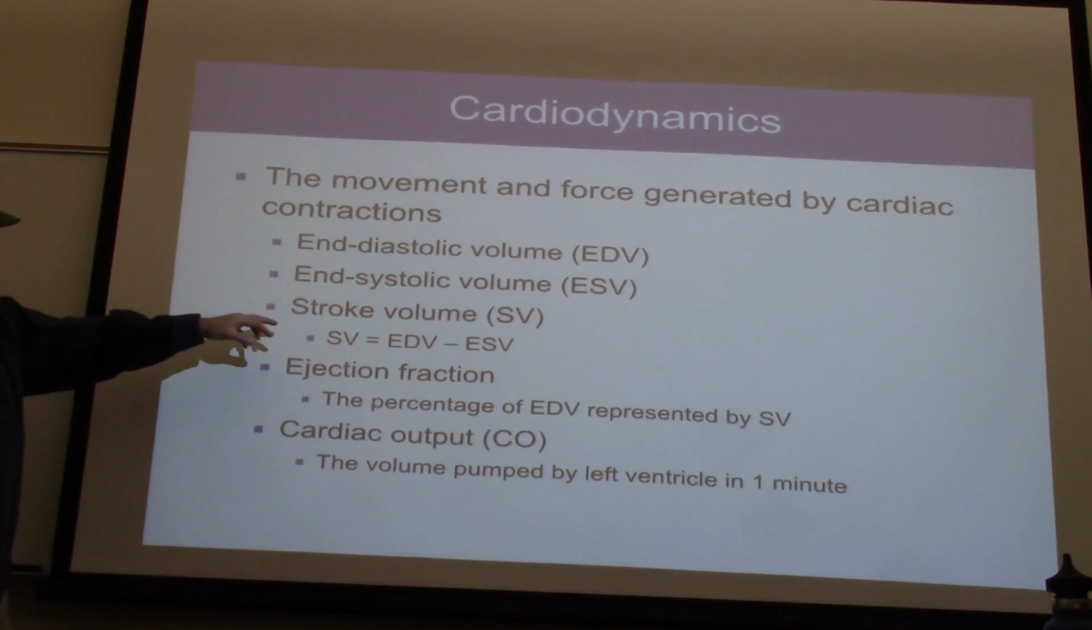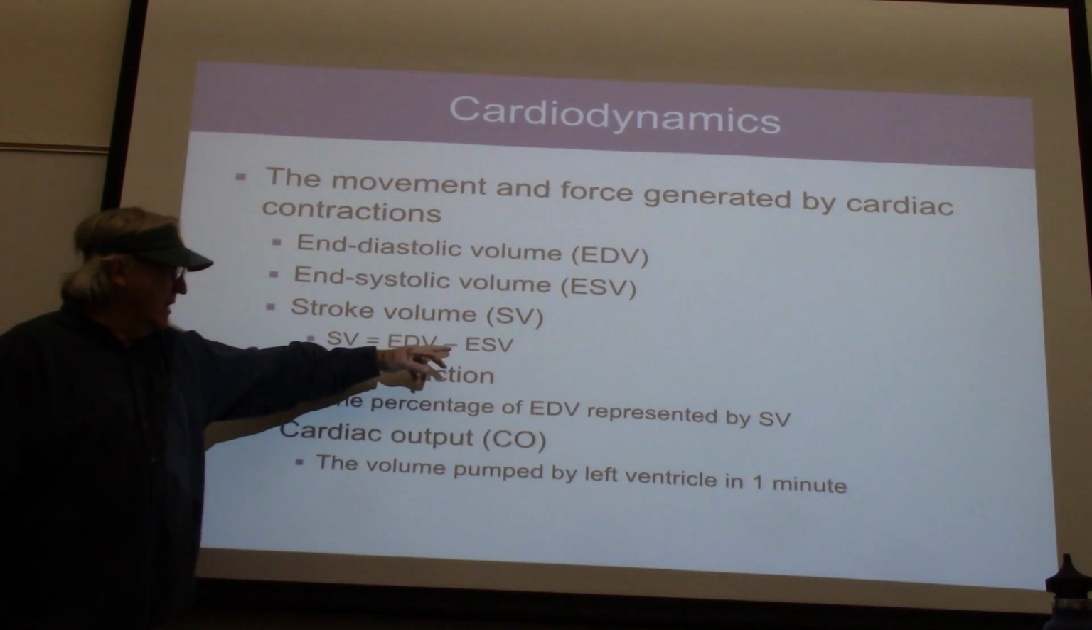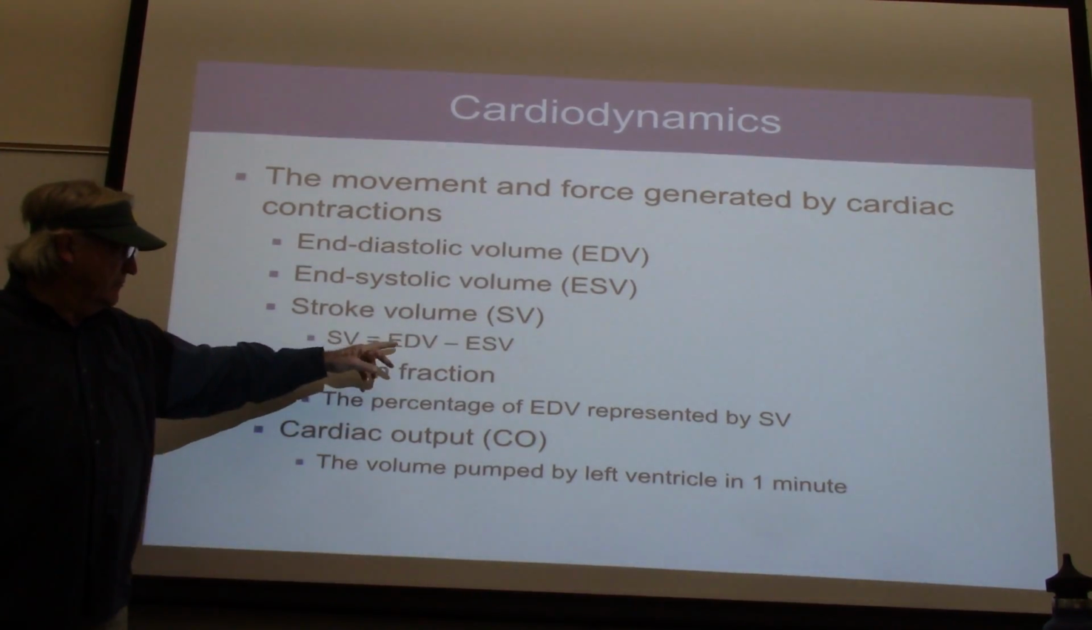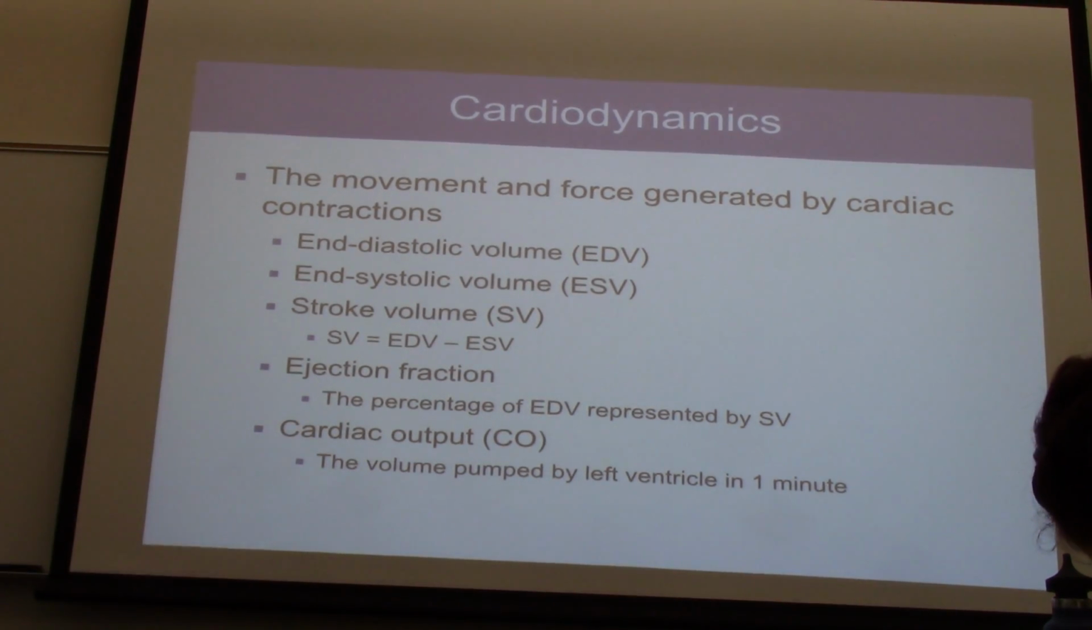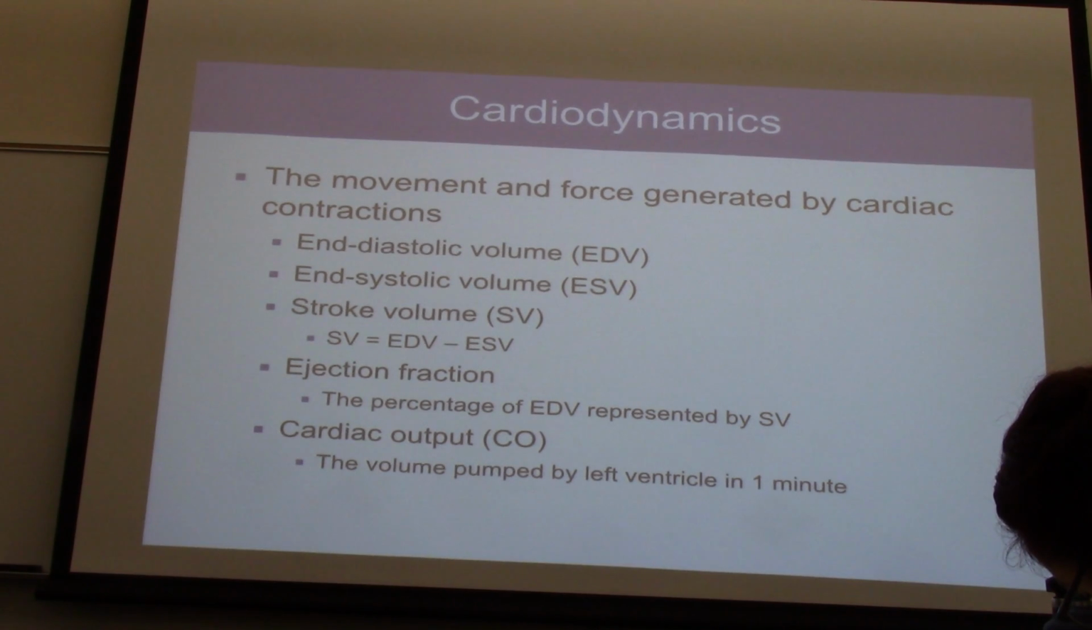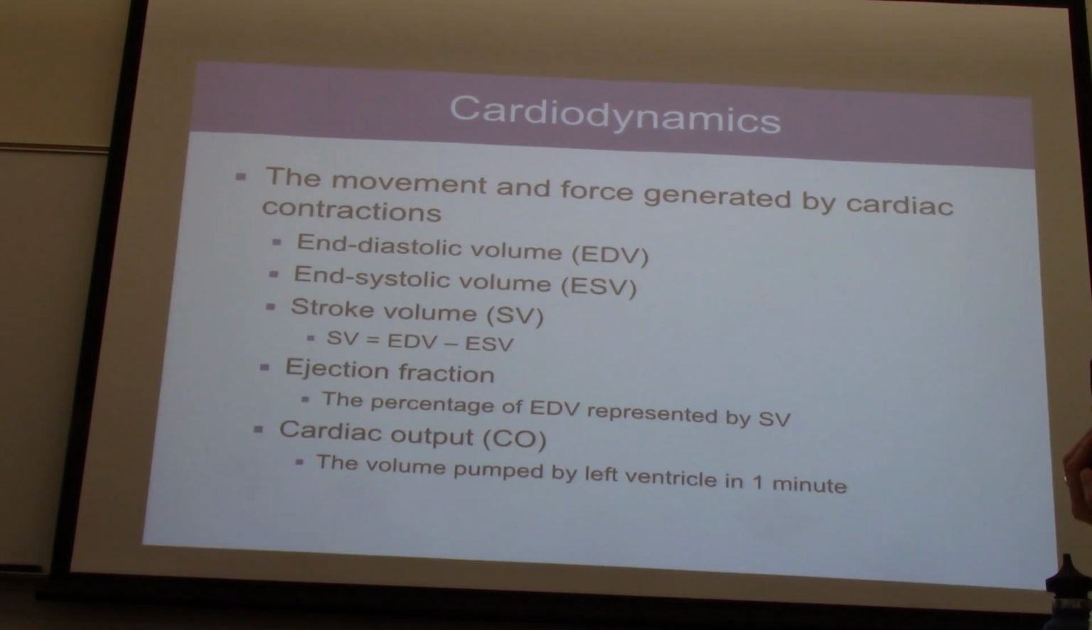Okay? The difference between those two, the EDV minus the ESV, the difference between fullest full and emptiest empty, is the stroke volume. In other words, how many cc's per stroke are you generating? You can also mention that as the ejection fraction. In other words, what percentage of the diastolic volume is represented by the stroke volume? In other words, what percent of the heart emptied with each heartbeat? Okay? Normal should be about 60%. As I told you with Grandma, it was 10%. Very little of the blood was being ejected each time.